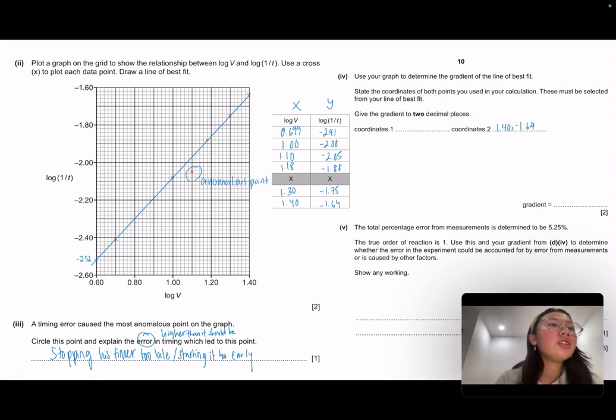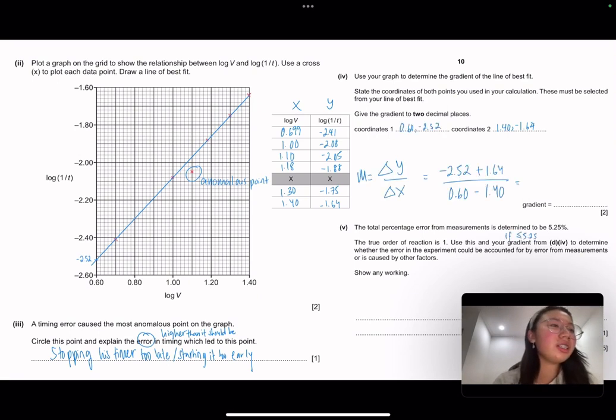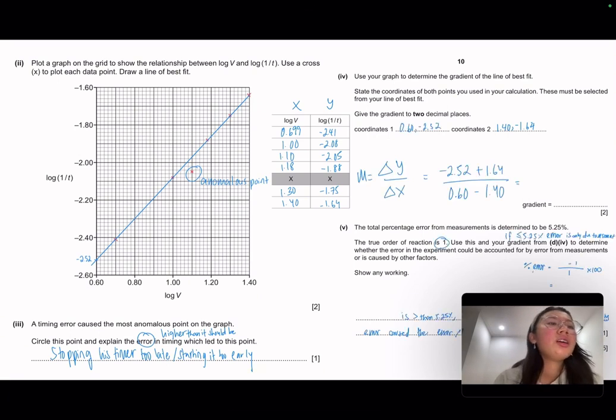Alright, okay. Use your graph to determine the gradient of the line of best fit. State the coordinates of both points you use in your calculation, and these must be selected from your line of best fit. As you can see, one of them is already there, and the other one is there. We're no stranger to the formula for gradient, right? Change in y over change in x.